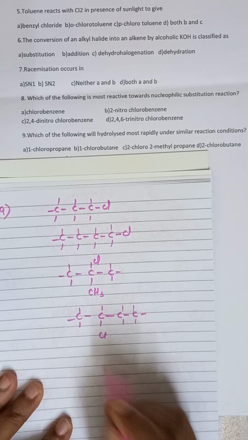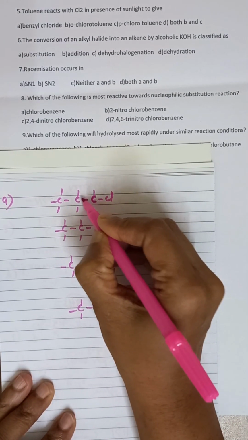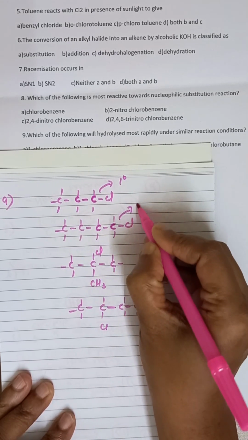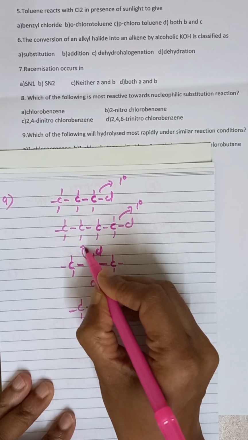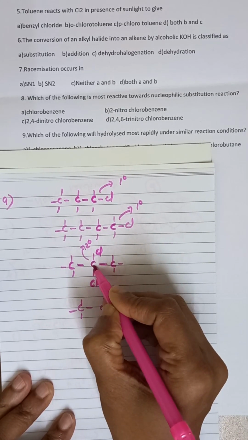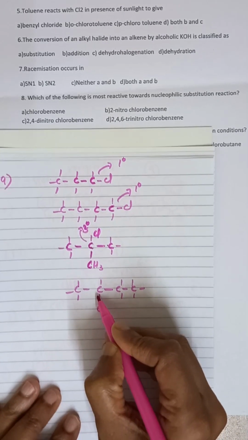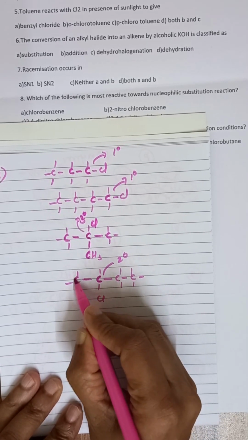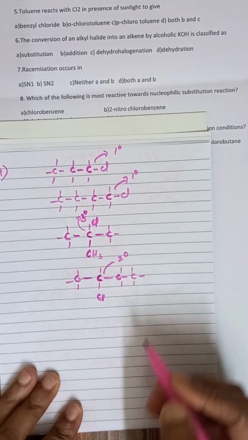Let's see the type of carbon atoms. The chlorine is attached to a carbon which is directly connected to one carbon, so this is primary. This is again primary. Here the chlorine is attached to a carbon which is directly connected to 3 carbon atoms, so this is tertiary. In the fourth case, the chlorine is attached to a carbon which is directly connected to 2 carbon atoms, so it is secondary.